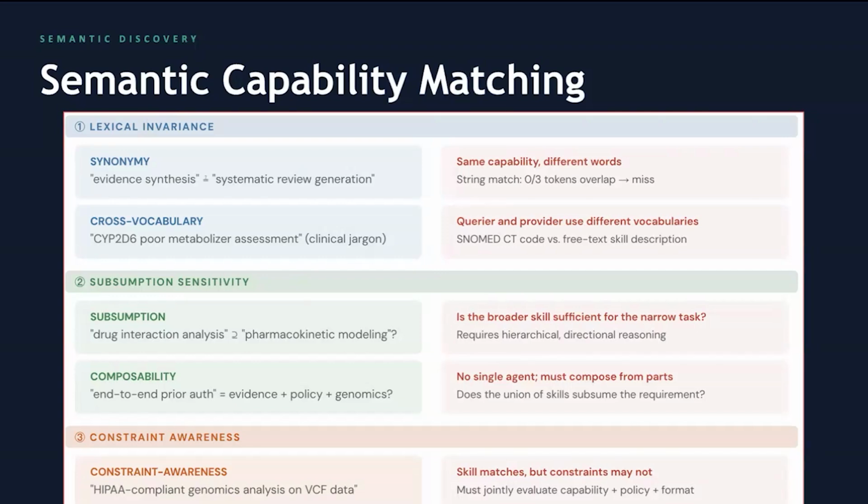Subsumption sensitivity is pretty important, right? Because the idea is you might ask for a certain skill set, drug interaction analysis, and you need to know whether another capability that's being offered, pharmacokinetic modeling, is a subset of drug interaction analysis, right? Can drug interaction analysis do everything pharmacokinetic modeling can do and more, or vice versa? Right? And then composability. Maybe you can't have any single skill that can solve a task, but you know that a couple of skills strung together can solve a task. And so composability is a very challenging aspect of the semantic capability matching problem. And then constraint awareness, HIPAA compliance, et cetera. You need to do some filtering on some basic constraints, which is important.